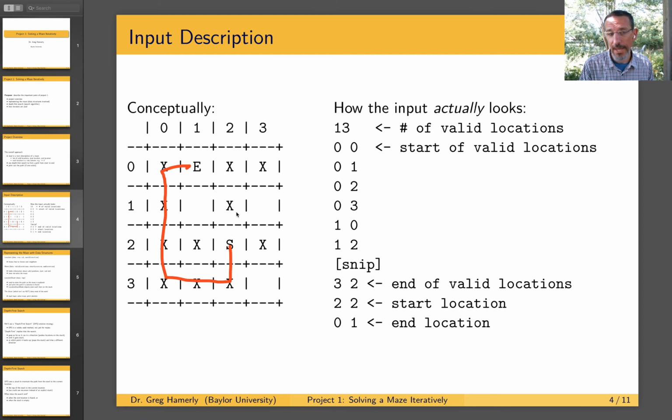The input actually looks like this. It starts with a number, which is the number of valid locations that will appear after this. There are that many valid locations, 13 in this case, for all of these that you see here, 4, 6, 10, 13, okay? All of those valid locations, and then of those valid locations, 2 are special, and we list them at the end, the start location, then the end location. So we read the input in this format, but conceptually it looks like this.